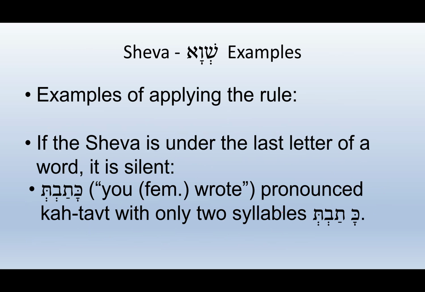If the Shva is under the last letter of a word, it is silent. So we have kataft. We have again two Shvas. This first Shva is following a short vowel, so it's silent. This one would be vocal, however, it's the last one. And so if it's the last letter, it's still silent. So we have kataft, and that's only two syllables, ka and taft. This is one of those exceptions where we don't just have two letters in a syllable.